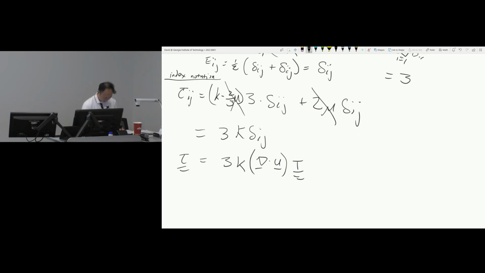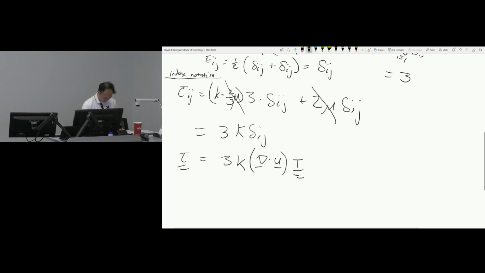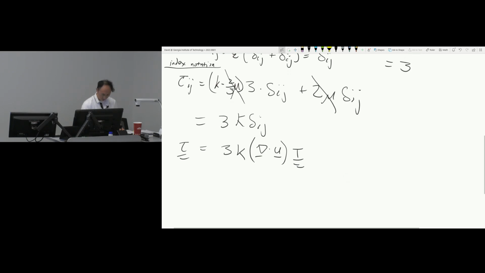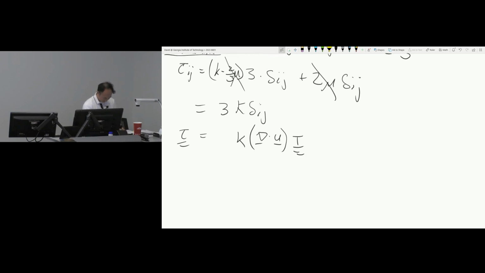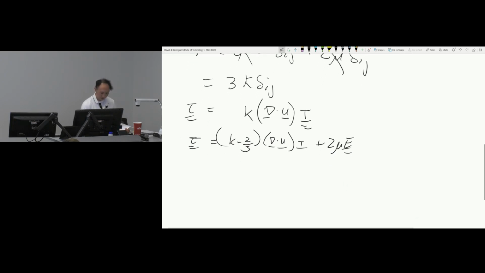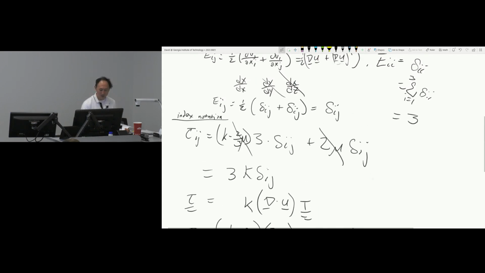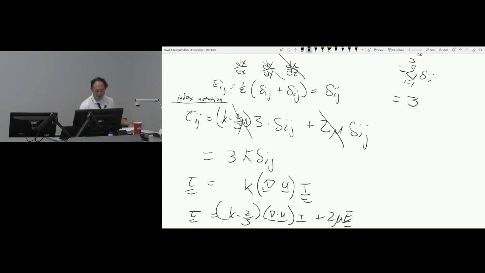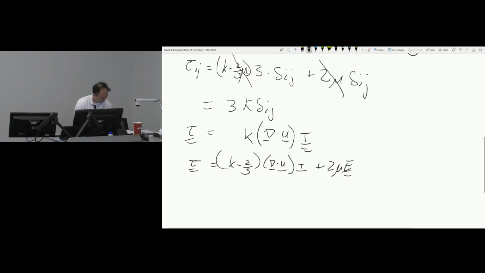This is the definition of what we did last time, of where it comes from. So there's no 3. Sorry. Because from last time we had tau is equal to k minus 2/3 del dot u times I plus 2 mu e. Okay. So basically, if you have uniform expansion, your k tells you with what resistance you're going to expand uniformly.